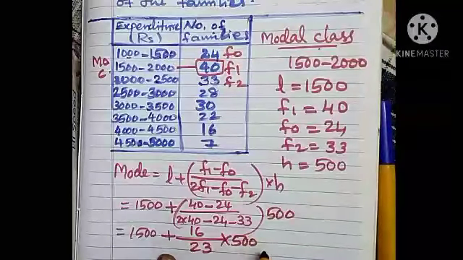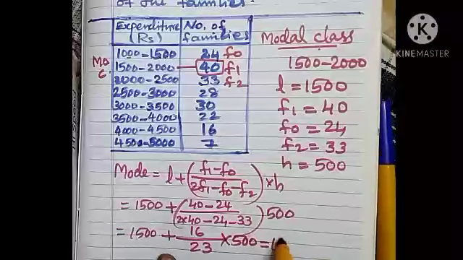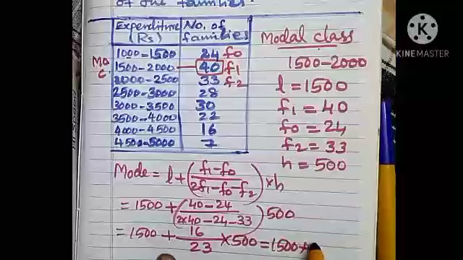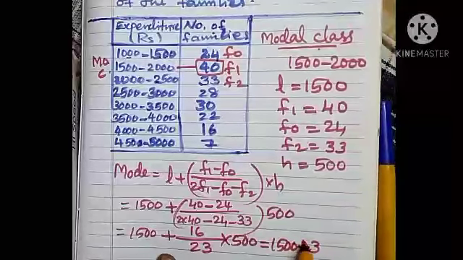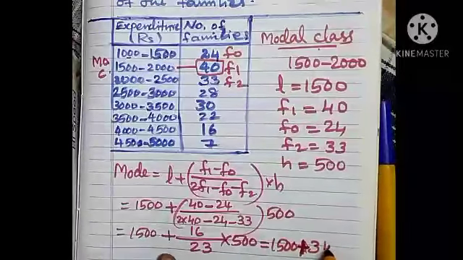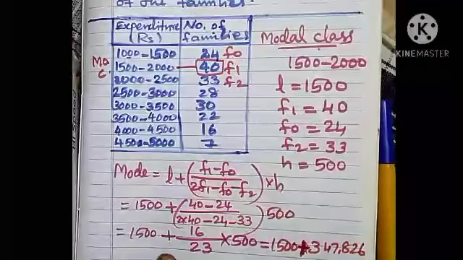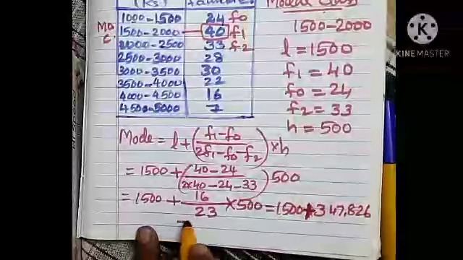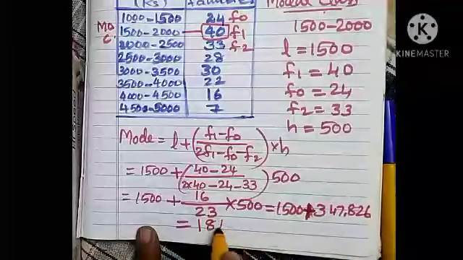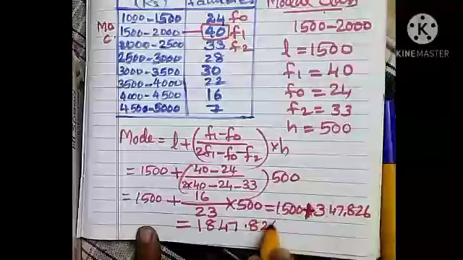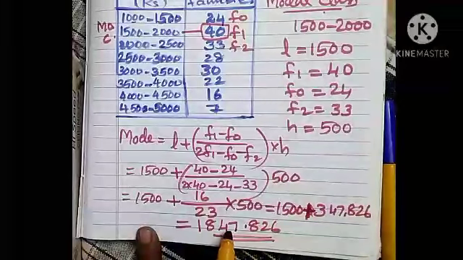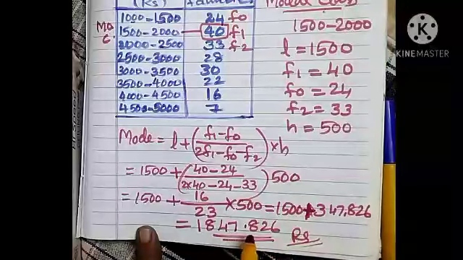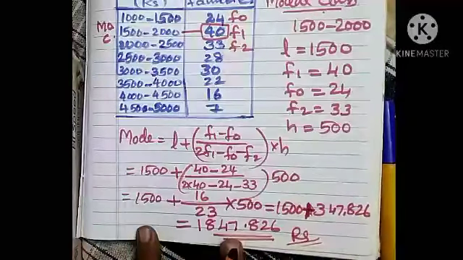Then after adding this. So 1500 plus, what's the value you are getting in this second term? It is 347.826. Okay. Now, while adding these two, we are getting the answer, which is 1847.826. 1847.826 rupees. 1847.826, which is the mode of the given data.